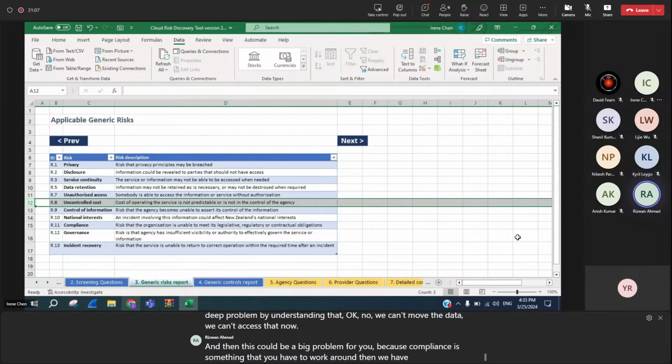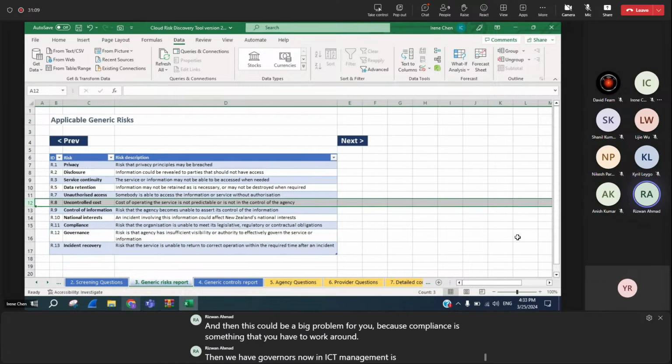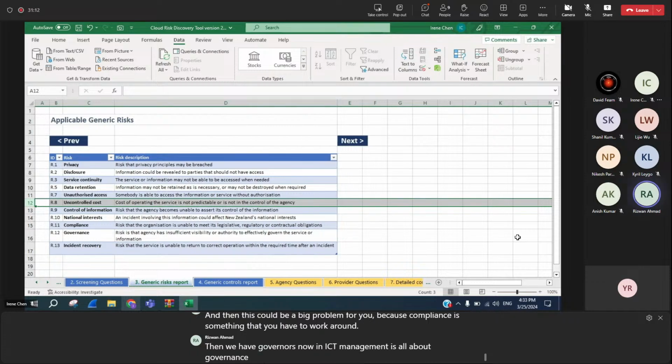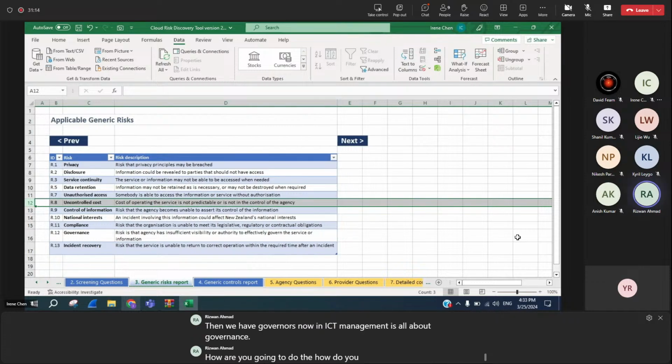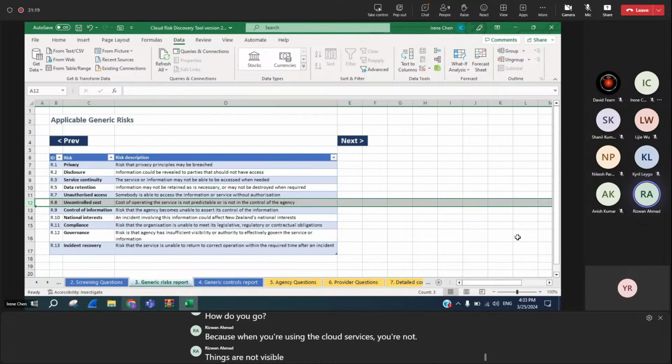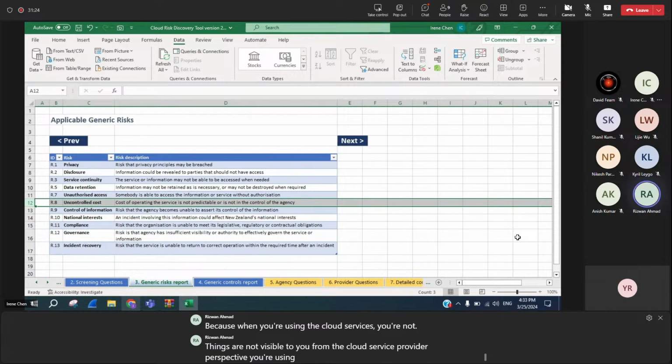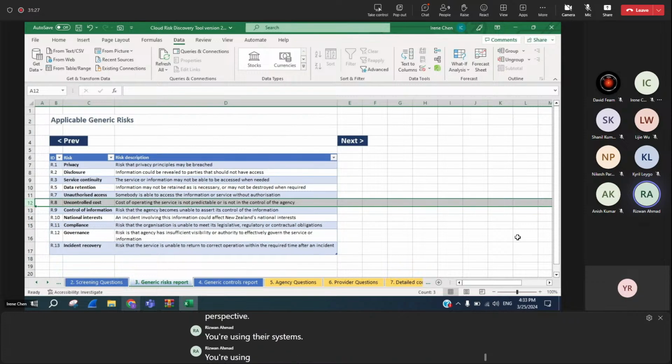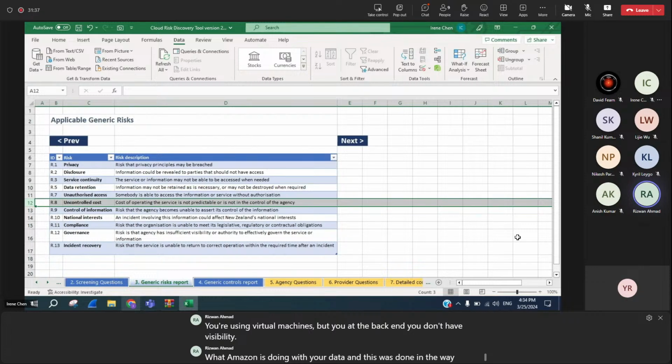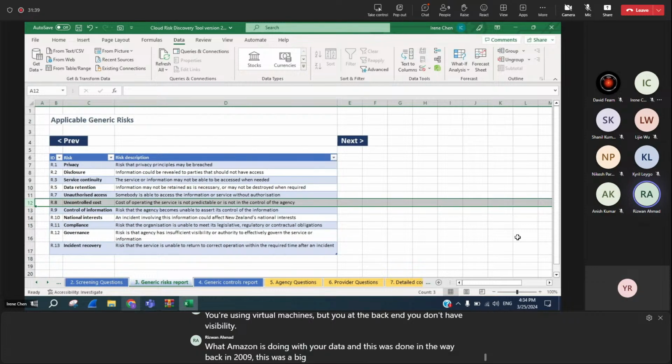Then we have governance. Now, in ICT, management is all about governance. Because when you're using cloud services, things are not visible to you from the cloud service provider's perspective. You're using the systems, you're using virtual machines, but at the back end, you don't have visibility of what Amazon is doing with your data. And this was the case way back in 2009. This was a big problem, and it's still a problem.